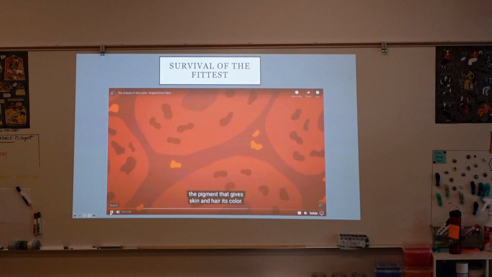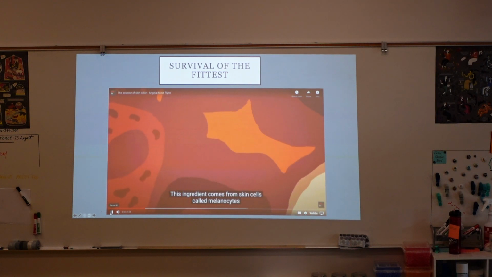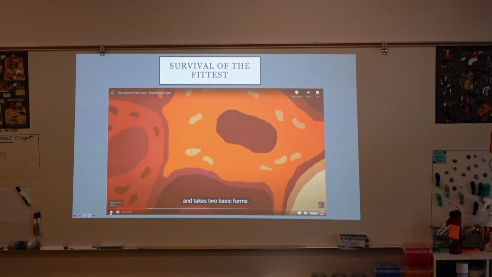And hair its color. This ingredient comes from skin cells called melanocytes and takes two basic... We talked about melanocytes the other day. Yeah, so melanocytes are the cells that produce this pigment called melanin. Okay, and you don't have to worry about the two different forms. It just pretty much means that there's two variants of the pigment which give you the different skin tones as well as hair color differences that we see. And so depending on which form you have dictates part of your skin color as well as your hair color.